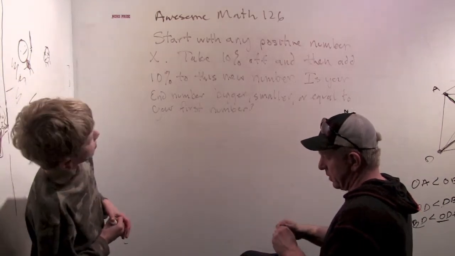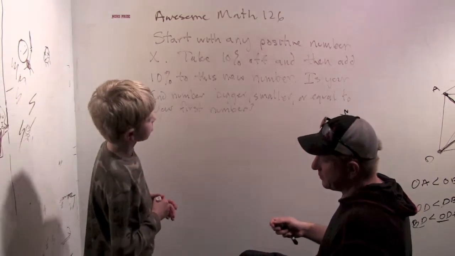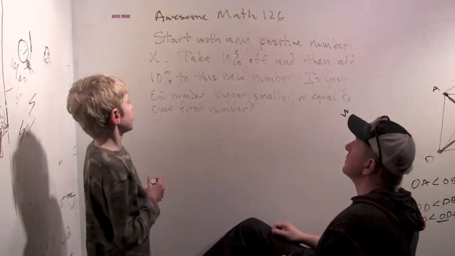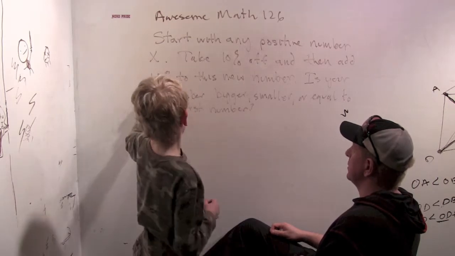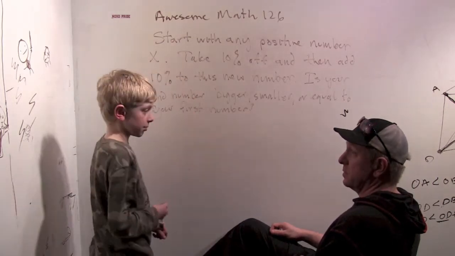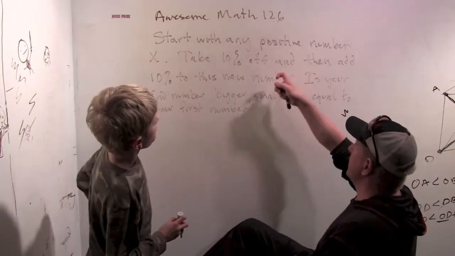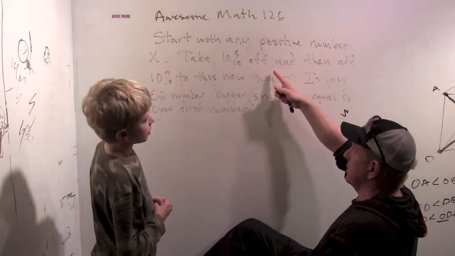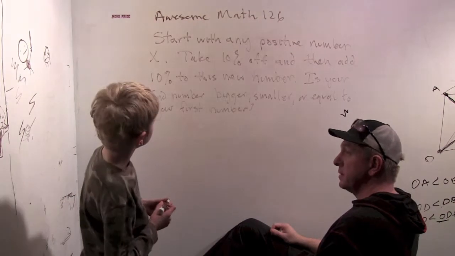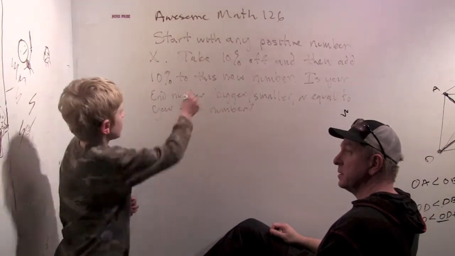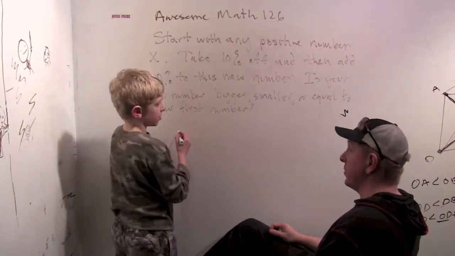Well, does it mean they take 10% off the starting number, and then add 10% to the starting number? No. Take 10% off the starting number, and then add 10% of the new number you get. Well, we could try some examples out. Yeah, but what do you think first?